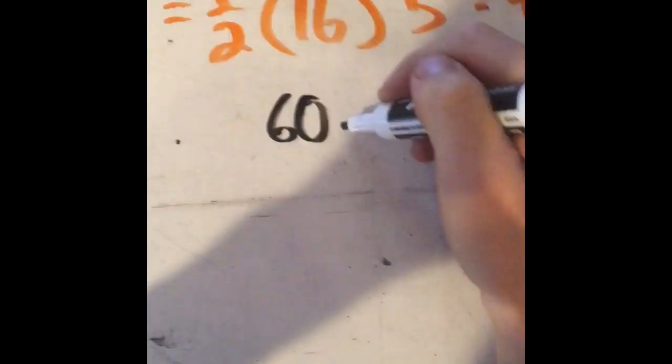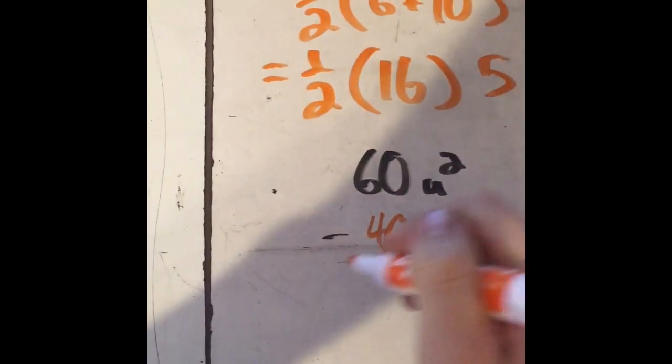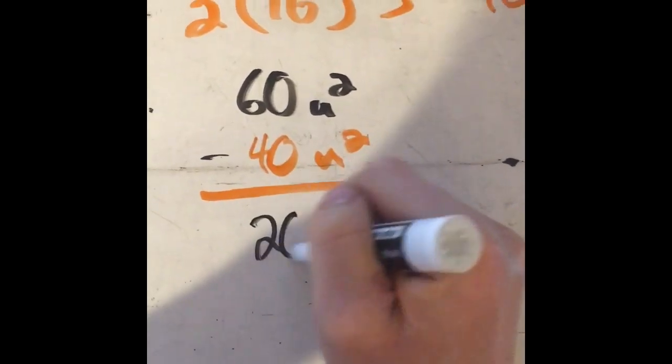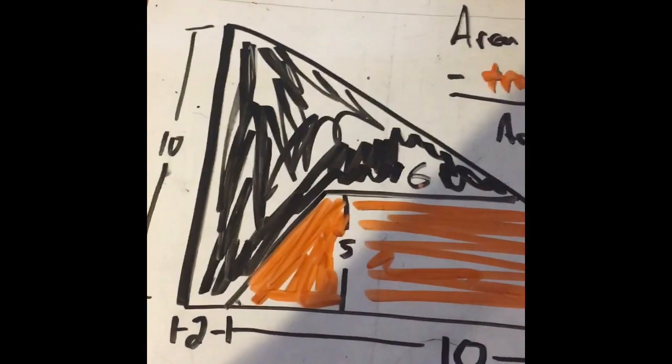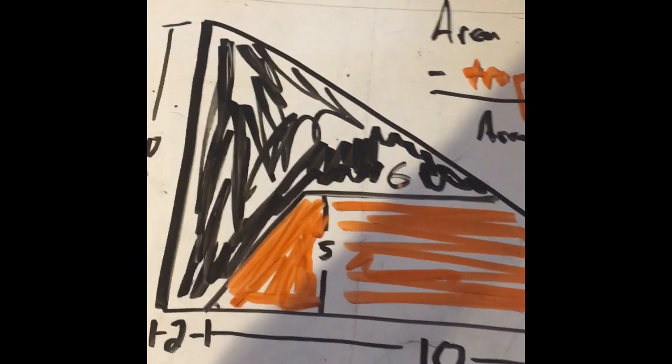So we take 60 units squared minus 40 units squared to give us 20 units squared is the area of this irregular polygon here.